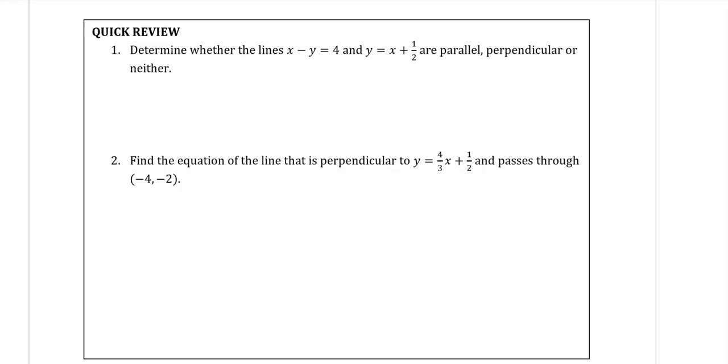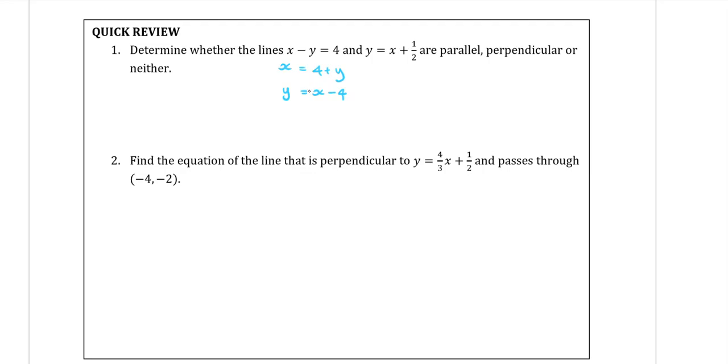So in question 1, we want to determine whether the line x minus y equals 4 and y equals x plus a half are parallel, perpendicular or neither. To do that, I need to find the gradient of each line. The first one is in the wrong form. I need to get it in y equals form. So I'm going to move the negative y across to the other side to be 4 plus y. And then, keeping the y positive, I'm going to subtract the 4 so that it will be x minus 4.